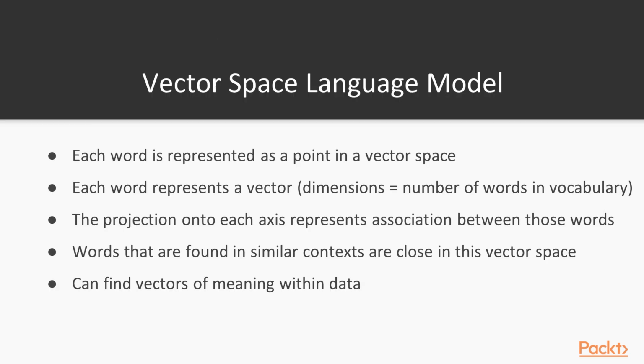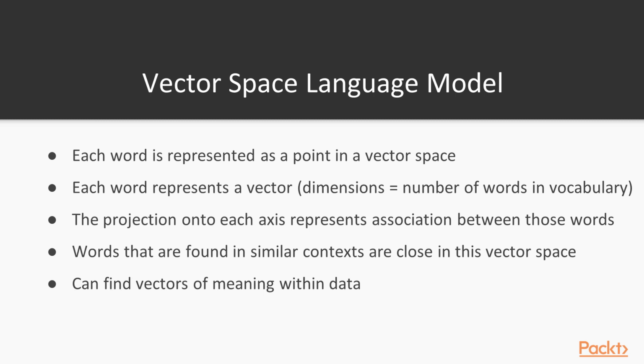So each dimension in our vector space represents a word. So the number of dimensions is equal to the number of words in our vocabulary. So we tend to be dealing with very high dimensional spaces. In order to determine where I should place a word in this vector space, what is the correct positioning of that word, I want to consider the association between the word I'm placing and the word representing each axis.